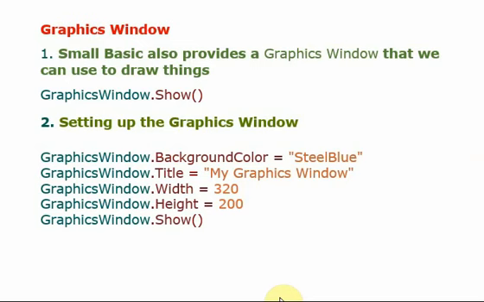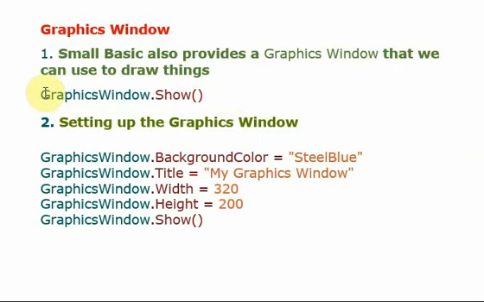In this video we are going to learn about graphic windows features in Small Basic. Now here, this command GraphicsWindow.Show will show the default graphic window. There are certain features, default properties. Once you provide this command, it will start with the default features. Now we can see this.